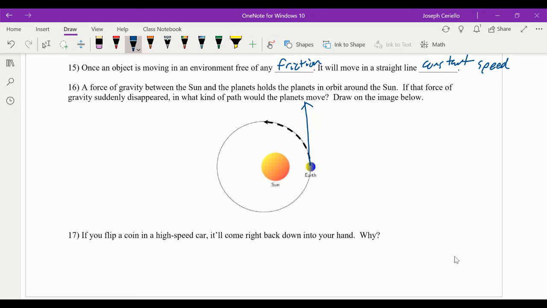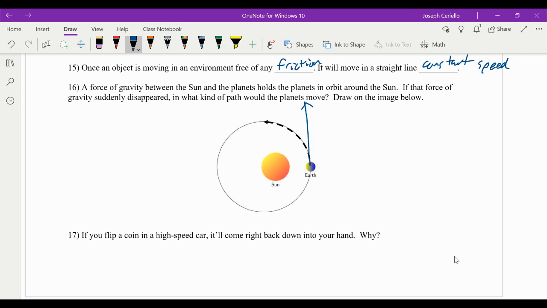There's no way it could continue to move in a circle without the Sun being there, because to move in a circle, you have to change direction, which means you're changing velocity, which means you're accelerating, which means you need a net force, which would be non-existent without the Sun.